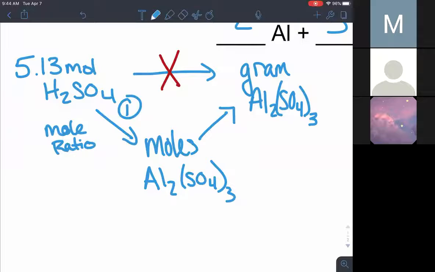So now if we're in moles of Al2(SO4)3, if we're trying to get to grams of Al2(SO4)3, how do we go from moles to grams of the same compound? The periodic table. We're going to use the periodic table, and what are we going to use from the periodic table? Molar mass. Perfect.